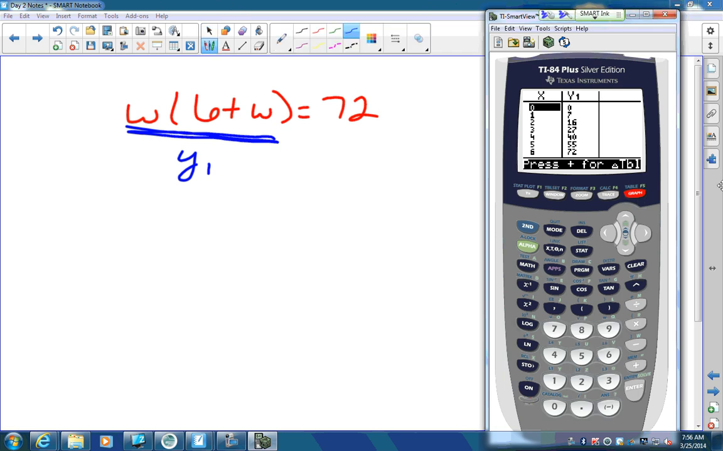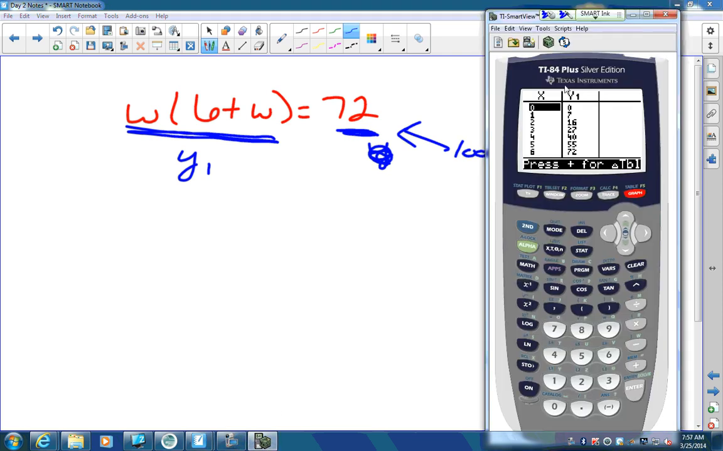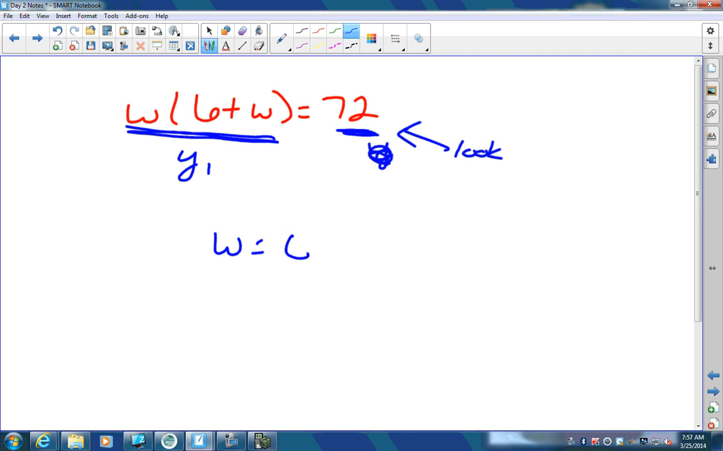Look and see in the y, look for 72. Look for 72. You found it? Where'd you find it? 6. That means that the width is 6.